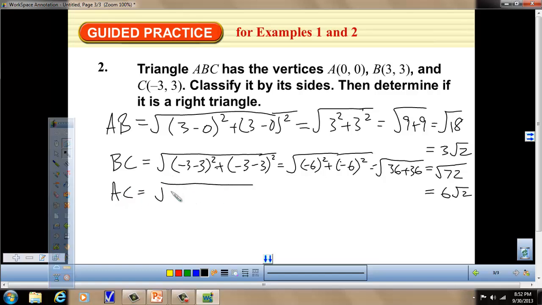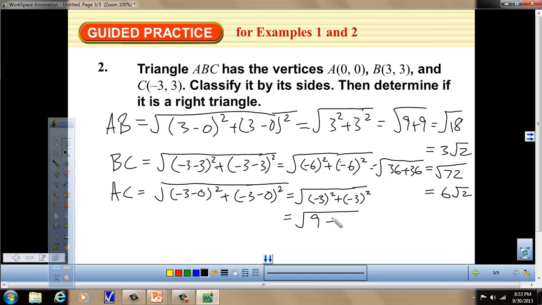For AC, we have the square root of negative 3 minus 0 squared plus negative 3 minus 0 squared. That's the same as negative 3 squared plus negative 3 squared. That's going to equal, again, the square root of 9 plus 9. And if we look up here, it's also the same as 3 rad 2. If you notice, two of the sides are 3 rad 2. The third side is 6 rad 2. That means that two of the sides are equal.